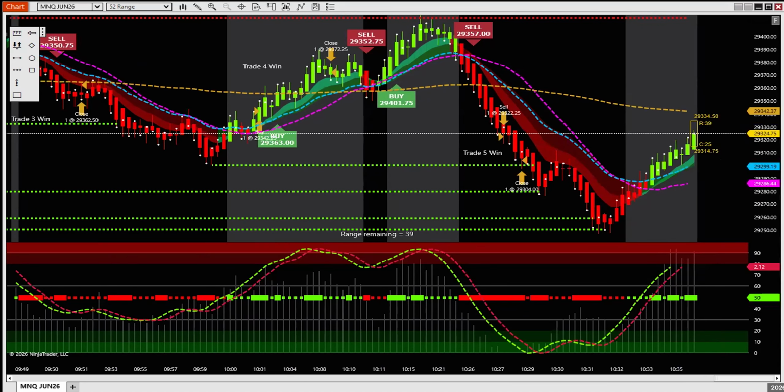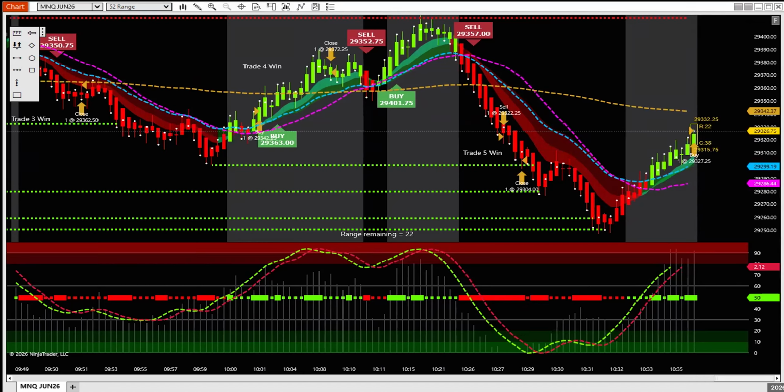Alright, now we're going to see trade number 6. I'm going to see if I get another one in here. It's getting close to quitting time. We'll just see what the charts give us. We do have some candles with some strong wicks at the top. I'm going to go ahead and take this trade, see where it goes.